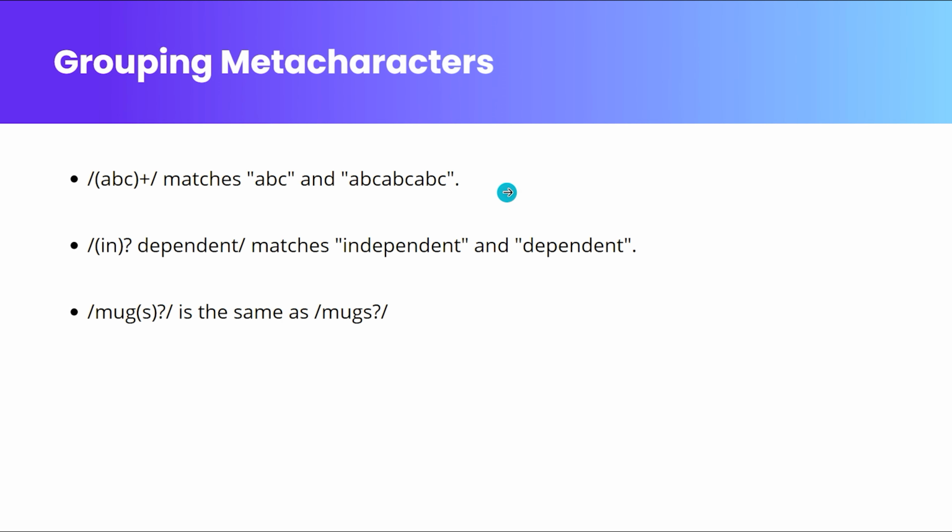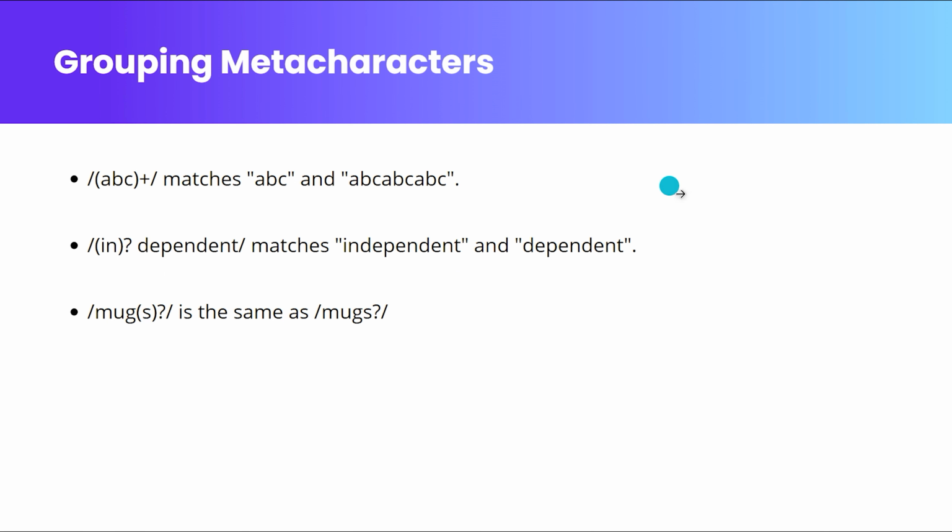Here is some example of grouping meta characters. Here you can see this ABC inside the group meta character with plus sign matches ABC and this text. And here you can see how alternation is used here. So this alternation is applying for the whole IN. So here you can see it will match independent and dependent, without the IN also. Another one is mug or mugs as we want.